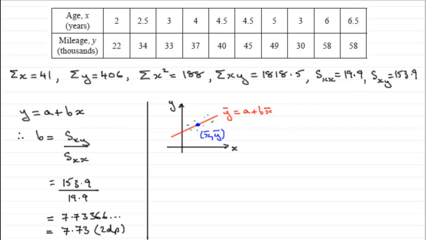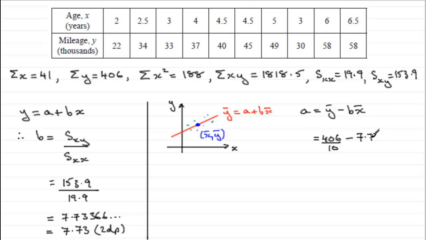So if we rearrange that equation for a, you can see that a = y bar minus b x bar. That's very easy now, because all we need to do is work out what y bar is. That would be the sum of y divided by n, which is 10. So that's 406 divided by 10, or 40.6, minus b. b we know is 7.73, but don't use that. Use the unrounded version to save any rounding errors.